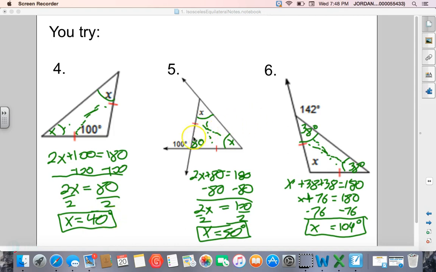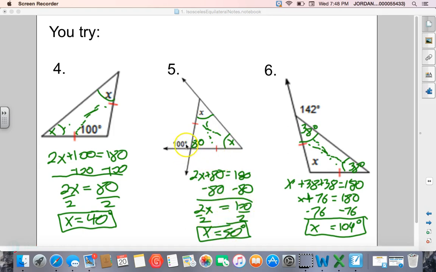Alright, on this one, you had to use your linear pair knowledge to know if this is 100, this has to be 80 because the two angles that make a straight line have to add up to 180. So then once you knew this was 80, you could see these were equal sides, so their opposite angles must be equal. Since that's x, that's got to be x. Now you can say, alright, well 2x plus 80 has to equal 180. Alright, and then minus 80, it's 100 divided by 2, x is 50.